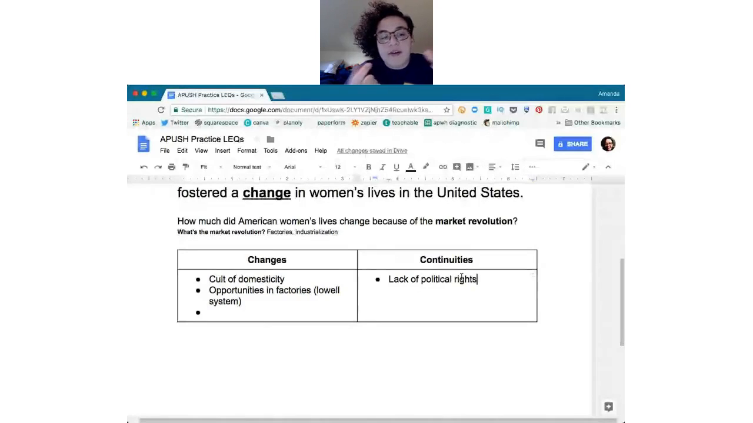How would you tie the Erie Canal and expansion to women's lives? Because that's the important thing here. It's not just about American lives in general; it's just women's lives. So that would definitely be a continuity for change. Show how they were capable of handling work. Yeah, right. Well, that would be opportunities in factories, right? So women are given new opportunities.